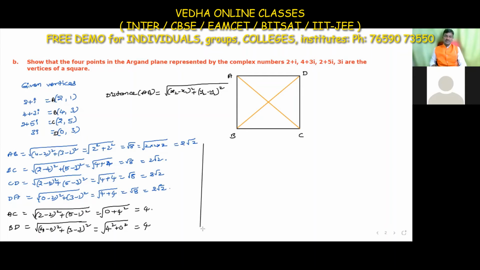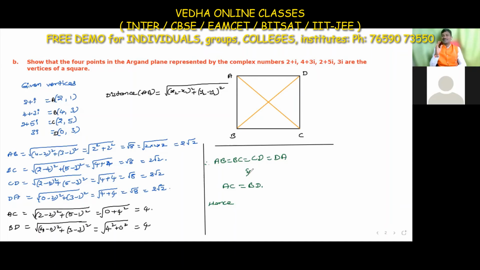Here all sides are equal, diagonals are also equal. Therefore AB is equal to BC is equal to CD is equal to DA. All sides are equal and diagonals AC is equal to BD, right? And hence the given complex numbers are the vertices of a square.